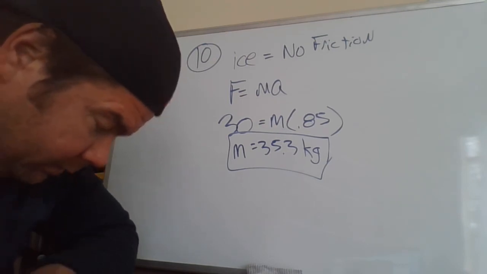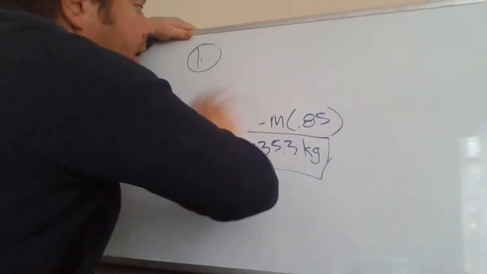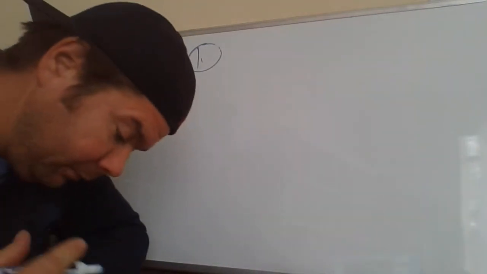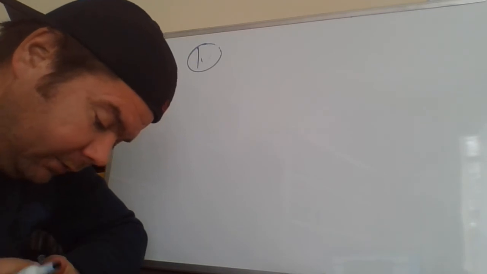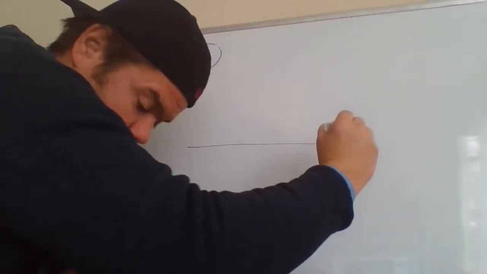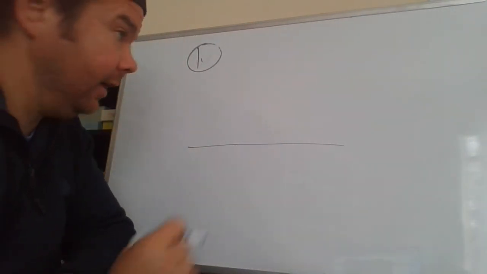So now we got number 11, and then we are finished going over the first 11 problems from the final exam review. Number 11 says 4 people push a stalled vehicle. Each person pushes with a 250 Newton force. What is the mass of the car if it accelerates at 0.95 meters per second squared?